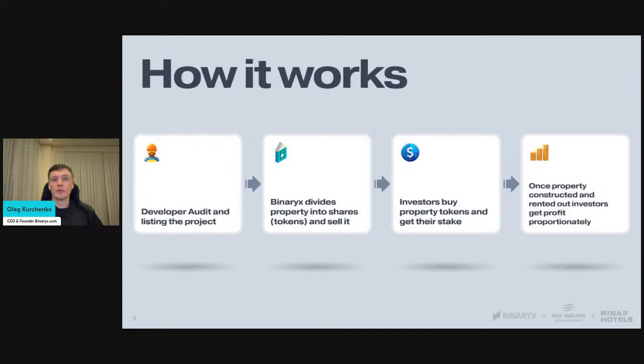And how does it work in simple words? When the developer comes to the Binaryx platform, they fill in a form saying that they want to tokenize their property and sell it in small shares to a large number of investors. Then Binaryx connects a legal company to that exact property to check all the documents. We check the numbers, the developer's reputation, all of that. Then Binaryx lists the property on the platform and divides it into small shares. We call them tokens. And of course, investors start collecting money for that exact property.